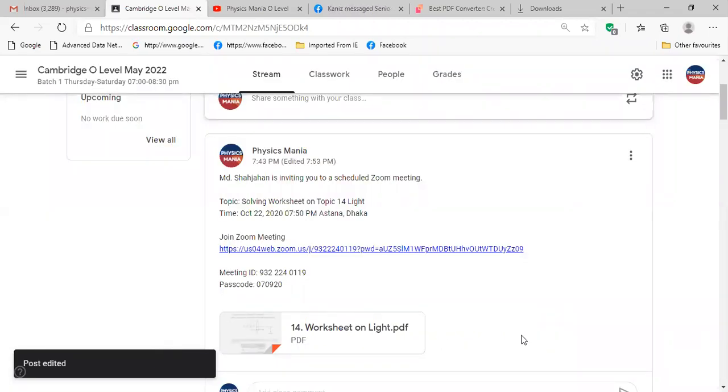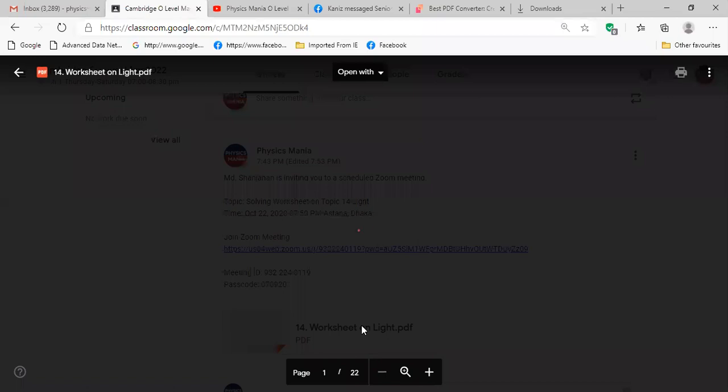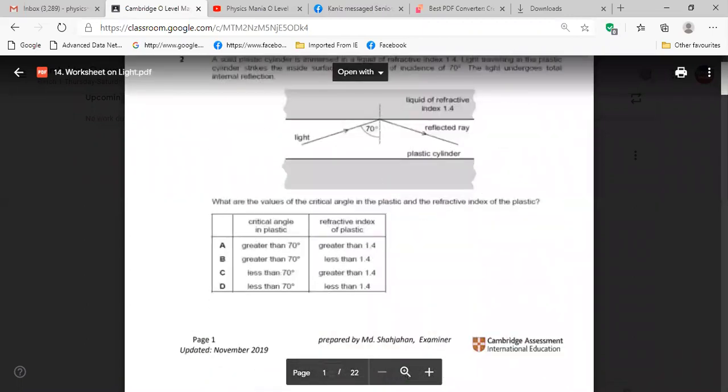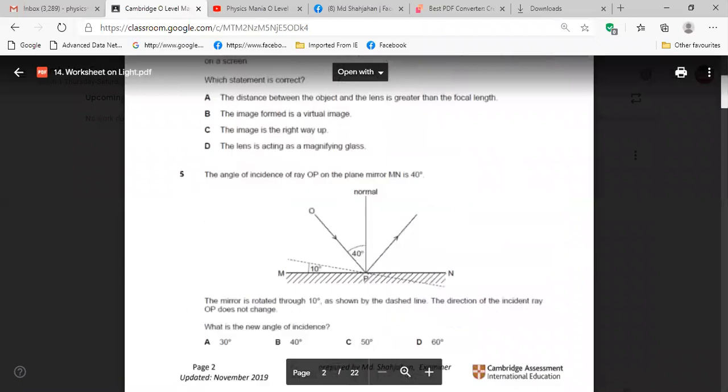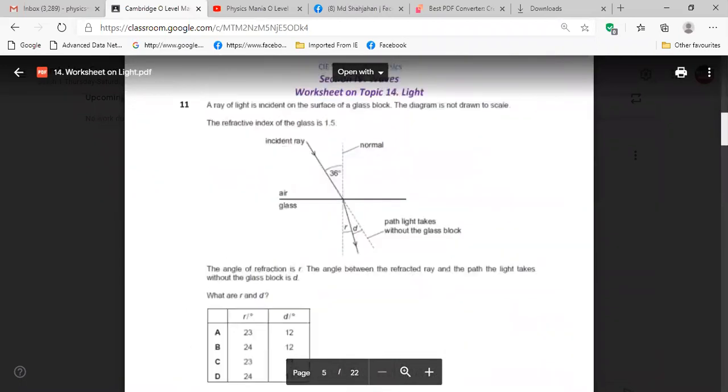This worksheet contains past paper questions from around 10 to 15 years. Do you understand? Yes, sir. You will get all varieties of questions here. If you do this worksheet, you can solve any sort of questions. Look, here we have MCQ questions.